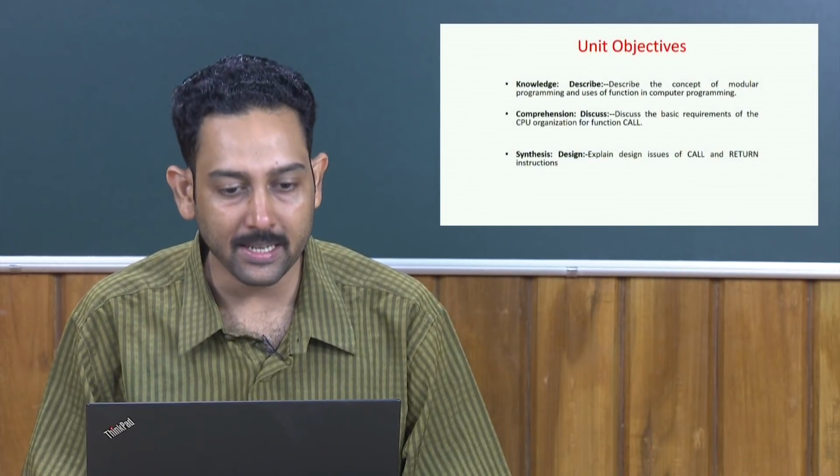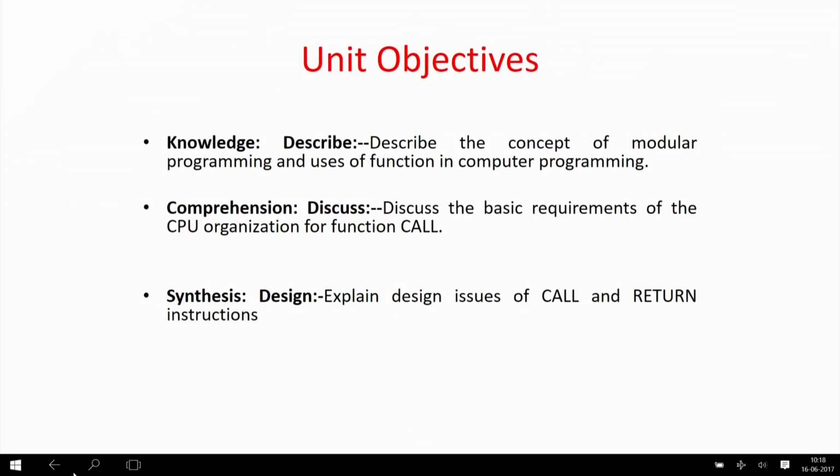And then what are the unit objectives? There are three basic objectives. First, knowledge: you will be able to describe the concept of modular programming which uses a procedure or a function. Then you will be able to comprehend and discuss the basic requirements of CPU organization for a call function, that is, what registers are required, what stack is required, etc. And as a synthesis objective, you will be able to explain the design issues of return and call instructions: how you can design the call instructions and the return instructions, what the issues are, which registers and stack are involved, and what hardware of the CPU is involved. So, these are the basic objectives which you are going to fulfill after completing this unit.